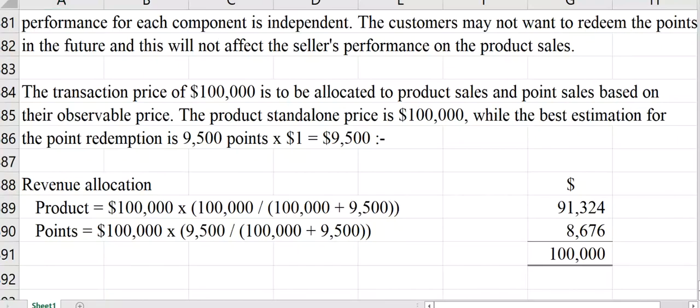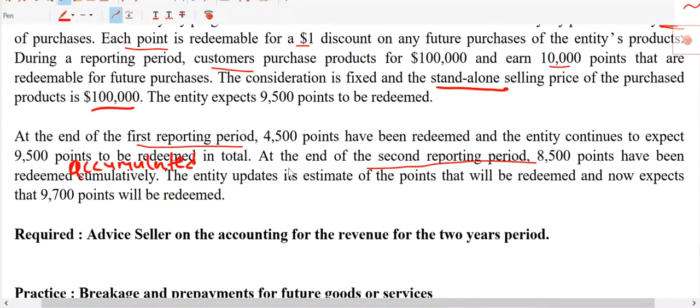Okay, so let's go back to the question. First year, 4,500 points have been redeemed. Now, the customer can redeem up to a maximum of 10,000 points because we gave 10,000 points out. Although when we do accounting, we always perform a best estimation. We want to make our figures as realistic as possible. Again, it's substance over form. And we think that the most realistic obligation is only 9,500. About 500 points, the customer would not want to claim. But we also have to bear in mind that at the maximum they can claim up to 10,000.